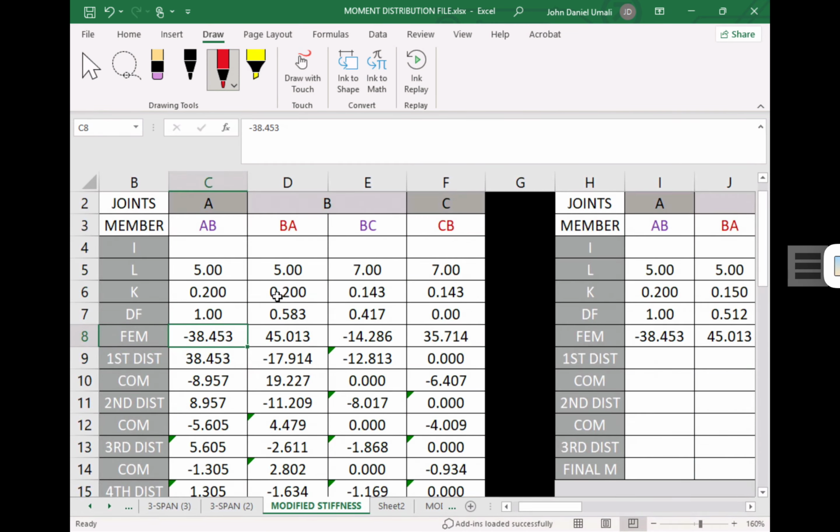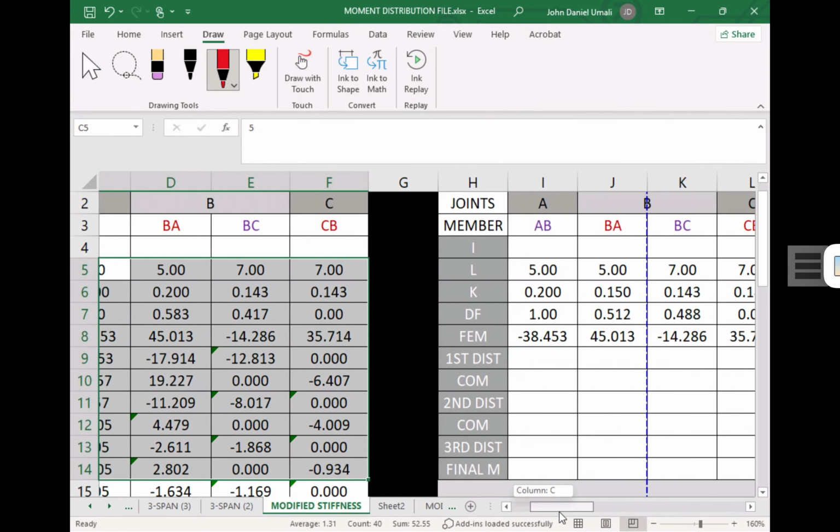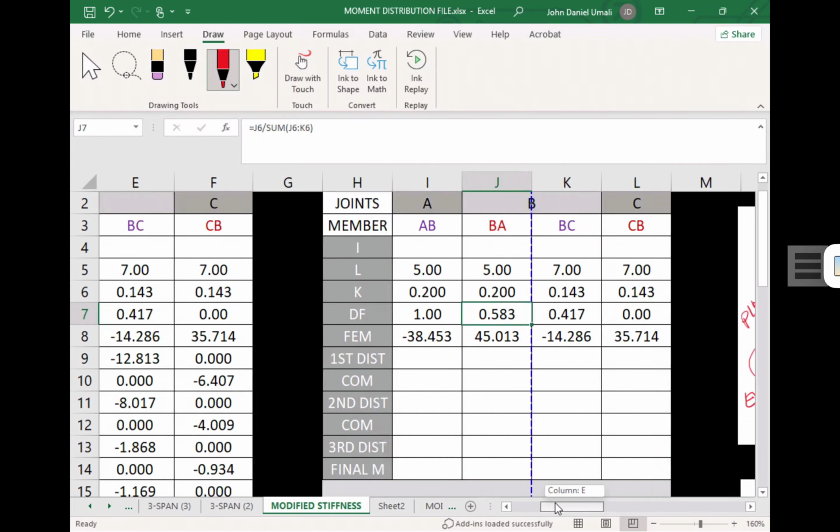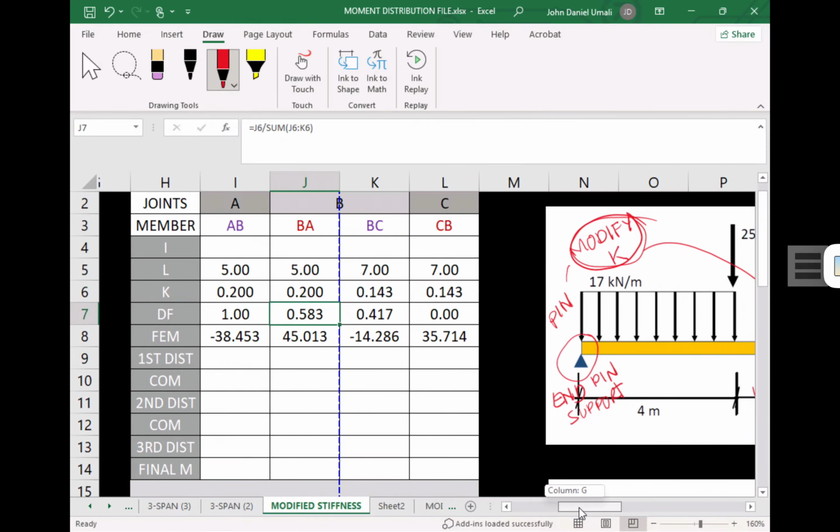Okay, so I have prepared here na yung ating table. So ito yung original. Dito gawin natin yung modified. Okay, so yung original is 0.2 sila, di ba? 0.2, 0.2. Okay, so na-spoil na tayo.